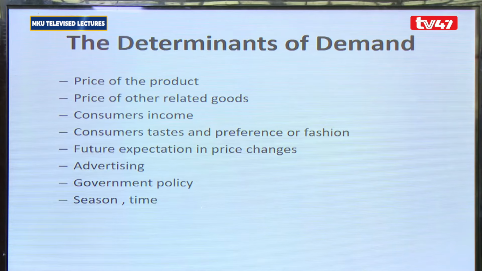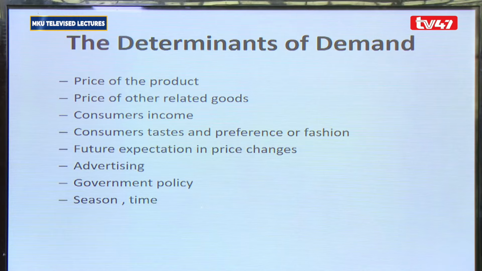Products can also be complementary. Complementary goods are those goods that are used together. For example, pen and ink, car and petrol. If the price of petrol goes up, the demand for the use of car will go down. Why? Because the consumer will react negatively towards the increase in price of petrol because the goods are used together. They are complementary goods. The other factor is the consumer's income.